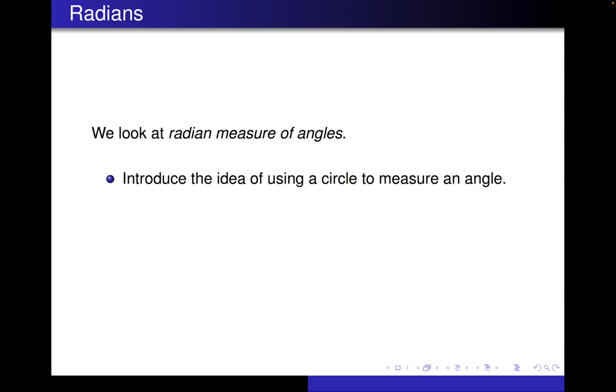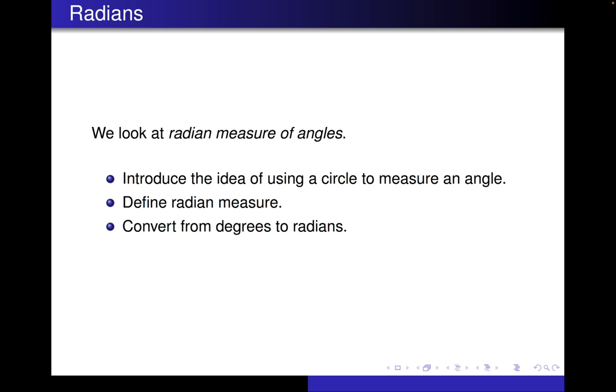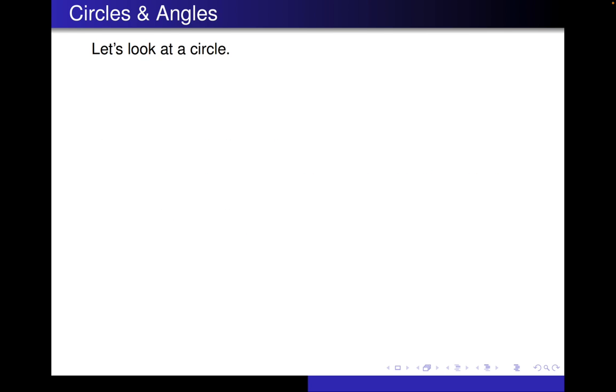In this video, we're going to talk about measuring angles, and we're going to use a particular angle measurement called radians. So first, we're going to introduce the idea of using a circle to help measure an angle. We're going to use this idea to define radian measure, and then we're going to show an example about how we can convert from degrees to radians.